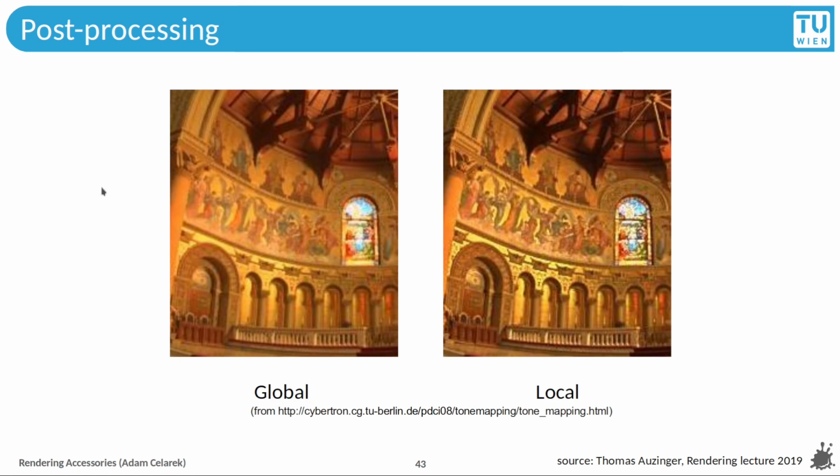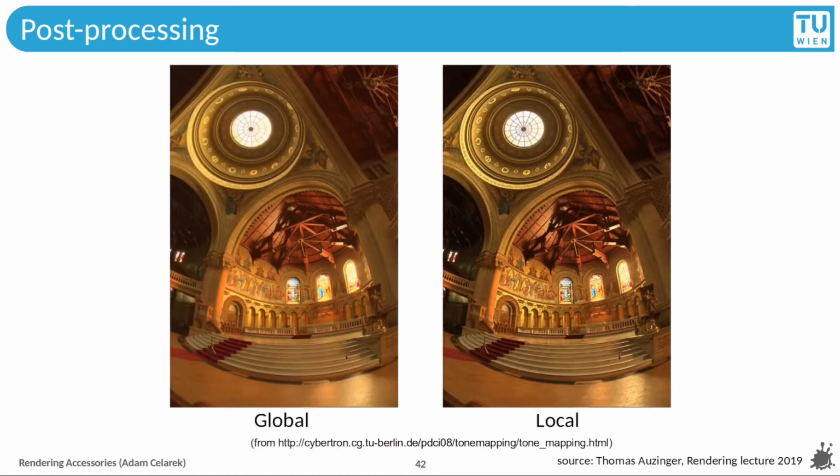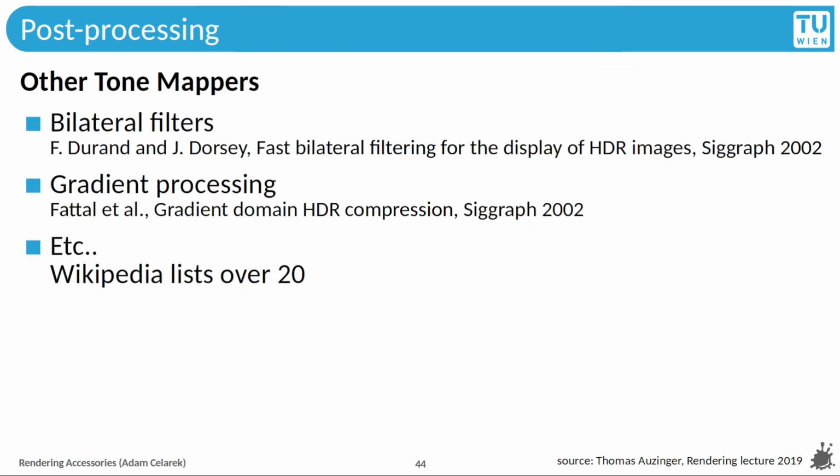The global version is less crisp. Look at here and here, or also here. The local contrasts are larger in the local version. However, what can happen is that, for instance, parts in this light over here are brighter than parts on the floor, which is unrealistic. Reinhardt is not the only tone mapper.